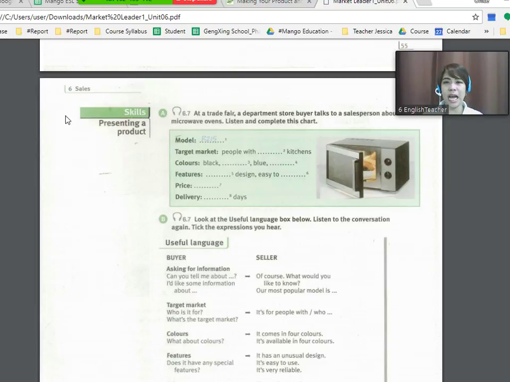Okay, now for the skills in presenting a product, I want to ask you guys, do you have any idea how to present a product or how to present services? Student A. Okay, how about you, student B? Okay, very good. So when you are presenting a product, all you have to do is discuss all the information about the product or services that you're selling. That's correct. But I'm pretty sure there are other ways of making your product presentable and good for your customers and for your buyers.